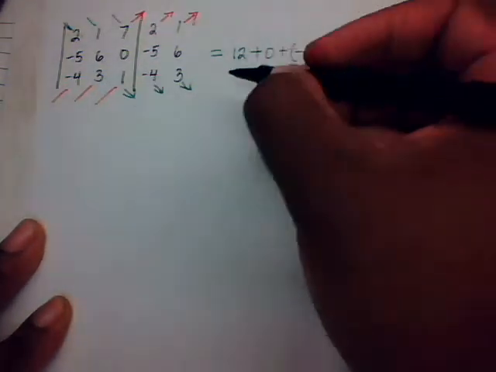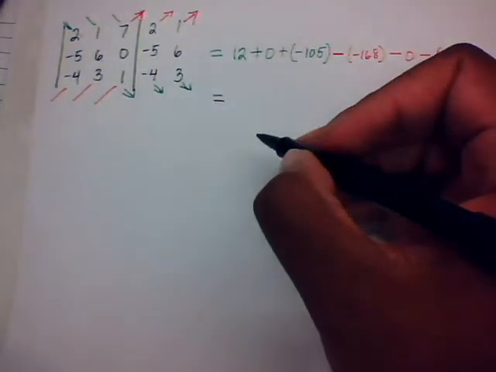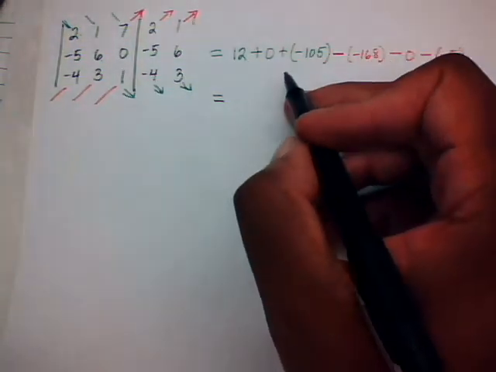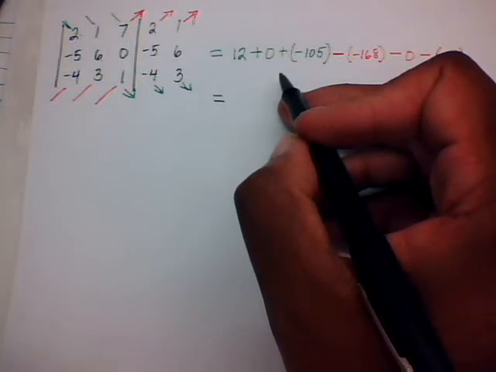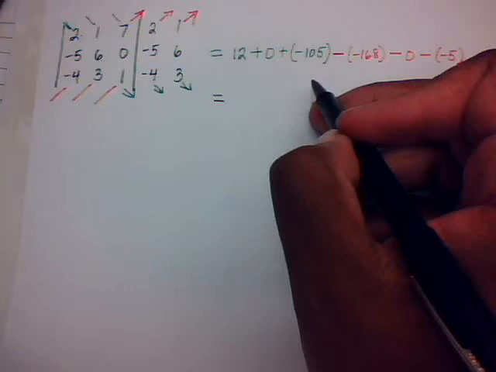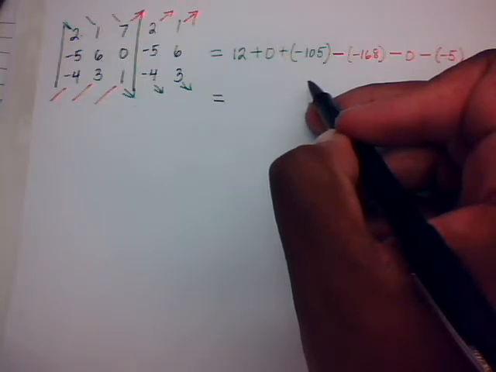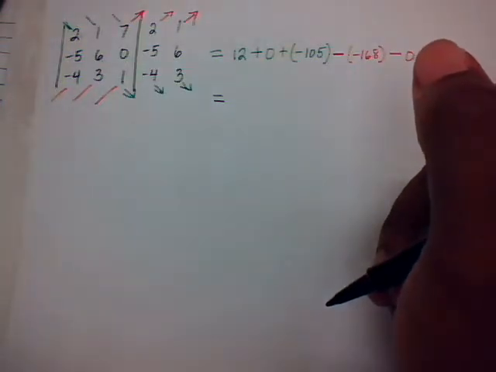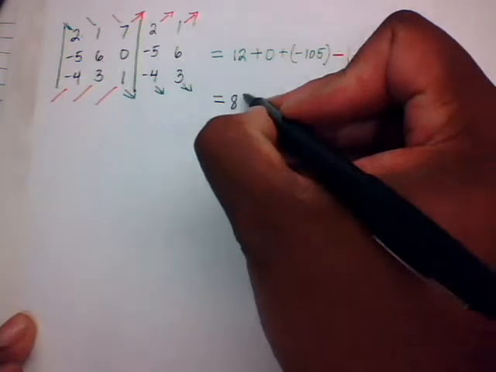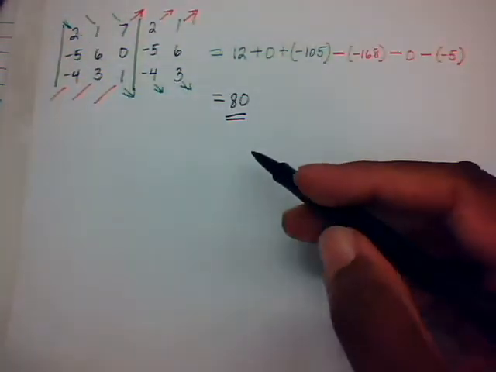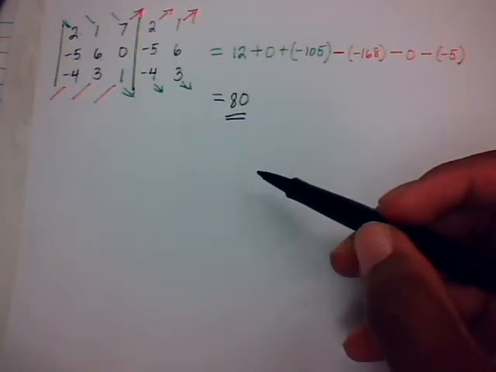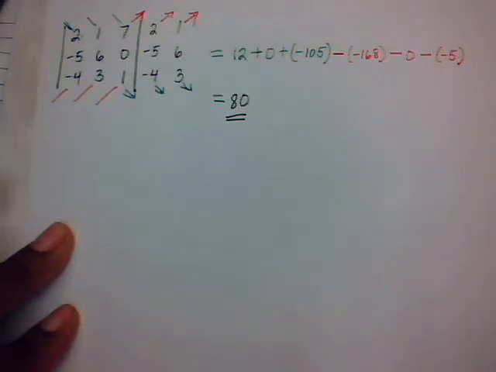Now we're going to simplify this a bit. Now if you do 12 plus 0, that's 0, plus negative 105, minus a negative 168, minus 0, minus negative 5, you're going to end up with 80 as your determinant for this 3 by 3 matrix, which is exactly what I came up with when I did that last matrix using expansion by minors.